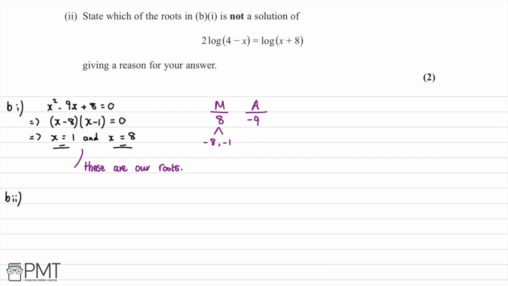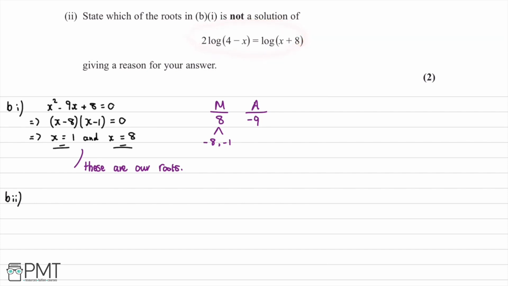Then in the second part of part B of this question, we're asked to state which, if any, roots from part B1 is not a solution of our log equation. So that was 2 log (4 minus x) is equal to log of (x plus 8). Just having a quick look at this, we know this whole question is only worth 2 marks, so there's only really 1 mark for this part here.